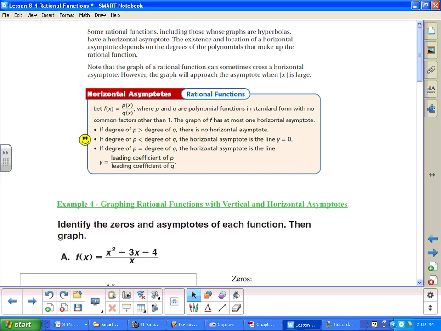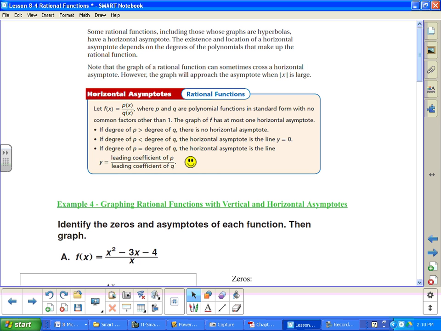If the degree of the numerator is less than the degree of the denominator, you do have a horizontal asymptote, and it is specifically the line y equals 0. I'm going to explain to you how these things work as we go through this. If their degrees are the same, then the horizontal asymptote is y equals the ratio of the leading coefficients: the leading coefficient in the numerator over the leading coefficient of the denominator. And like I said, we'll look at all three of those situations here.